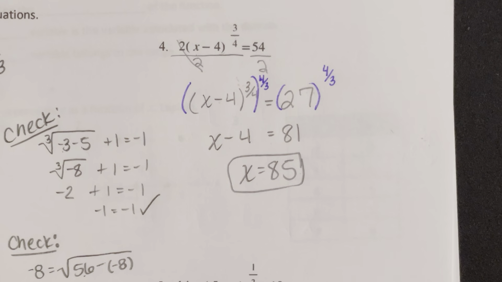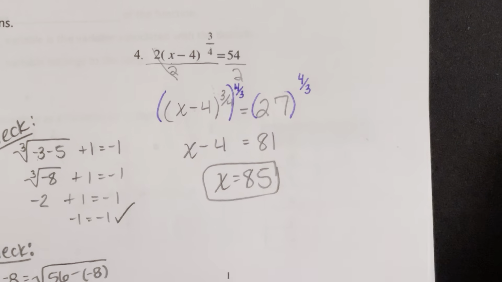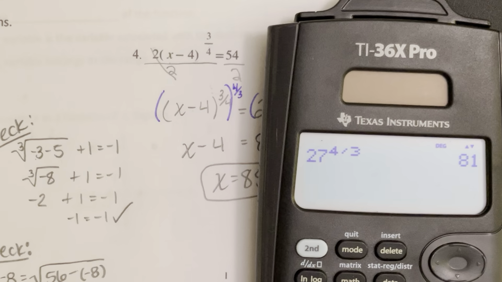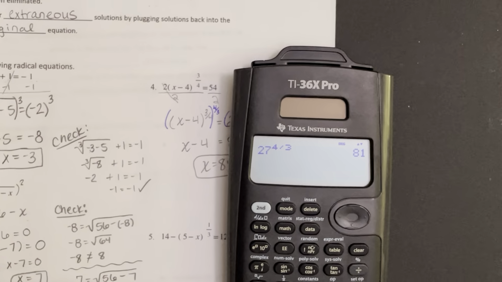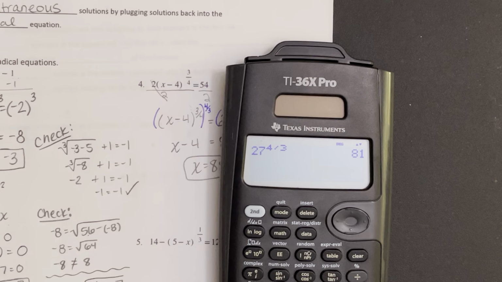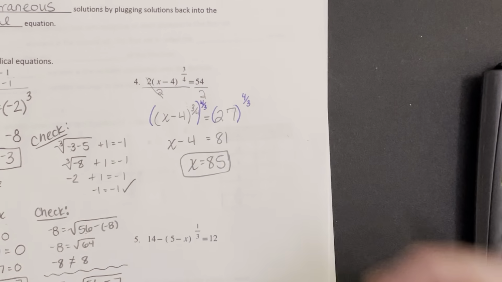Again, we're not guaranteed that that's the actual solution. We need to check for extraneous solutions. So I can check that by plugging it straight back into my calculator, or by doing it by hand. It may be a little bit harder to do by hand, so let's use the calculator. We have parentheses x, so 85, minus 4, and it's raised to the 3/4 power. It does equal 54, so we know that we have a correct solution.